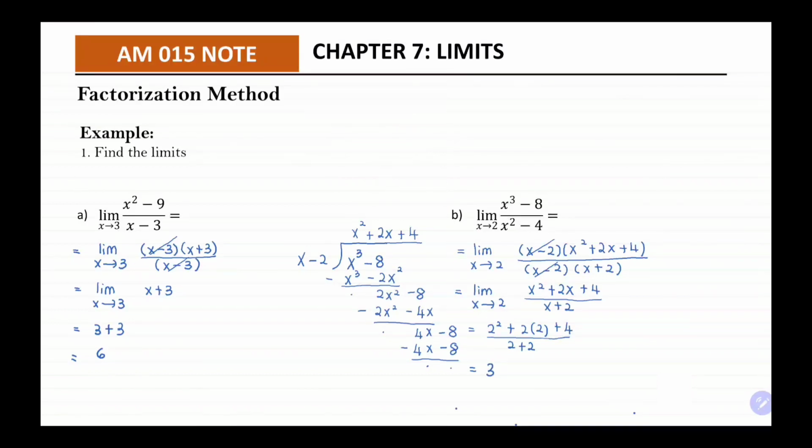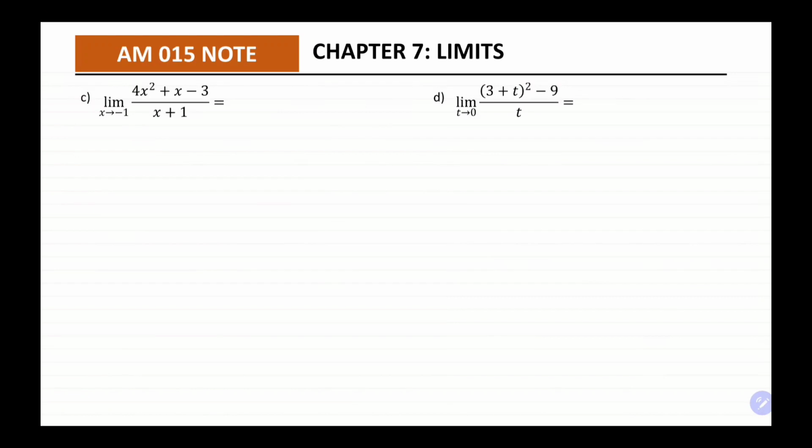Okay, now we continue to the next question. C. We have limit x approaches negative 1 of 4x squared plus x minus 3 divided by x plus 1. Okay, now we substitute x into the function. So we test 4 minus 1 minus 3 over negative 1 plus 1. So we get the answer 0/0. Means we can solve this limit, so we need to use factorize or conjugate. Since this one doesn't have a surd, we use factorize.